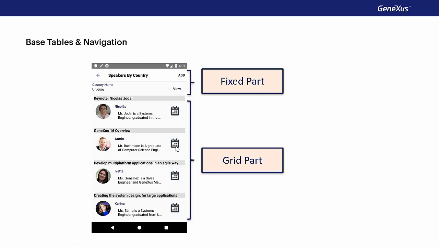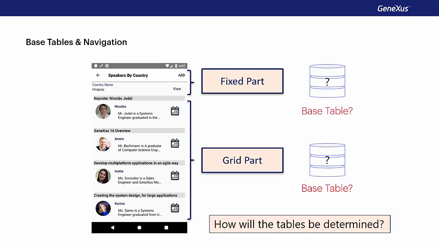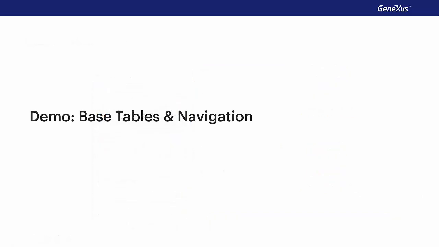In the video where we mentioned events, we saw that navigations are separated and are solved with data providers, one for each part of the panel. So, which tables will be navigated in each case? And how will each of these base tables be determined? That's what we'll see next. Let's see the example in GeneXus.